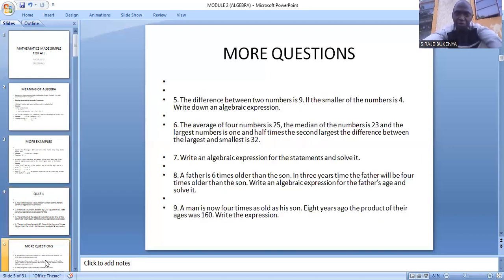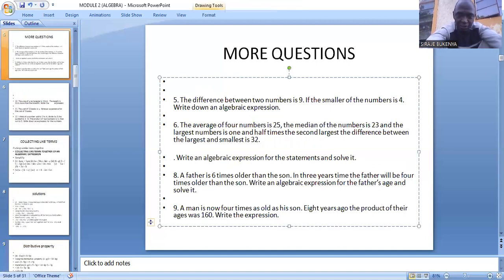The difference between 2 numbers is 9. The smaller of the numbers is 4. Write down an expression for this. The average of 4 numbers is 25. The median of the numbers is 23. And the largest number is 1.5 times the second largest. The difference between the largest and the smallest is 32. How can you write an expression for this? Write an expression for the statement and solve it, assuming somebody is telling you to do that.